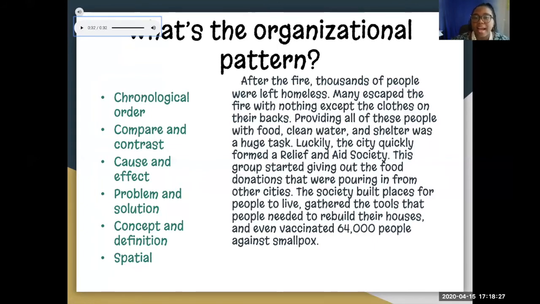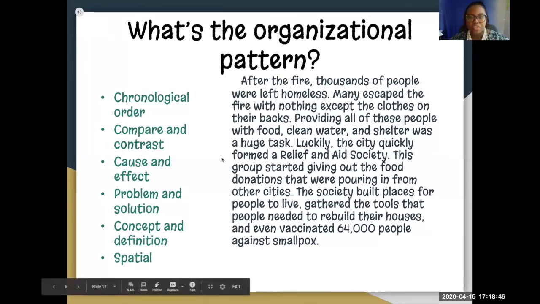Okay, now I don't want you guys to get caught up when you see things like other signal words, other transitional words for different organizational patterns. You're looking for the main organizational pattern. Yes, we have one here for chronological after the fire, but this one isn't really told in chronological order. This one is problem and solution.